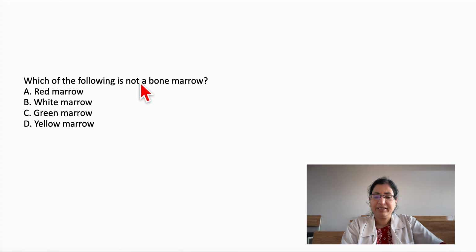Now I will discuss the multiple choice questions from this topic. Which of the following is not a bone marrow? So answer is green marrow. So green marrow is not a type of bone marrow. Red marrow is a type of bone marrow. White marrow is also a type of bone marrow. Yellow marrow is also a type of bone marrow. But green marrow is not a type of bone marrow. So answer is green marrow.